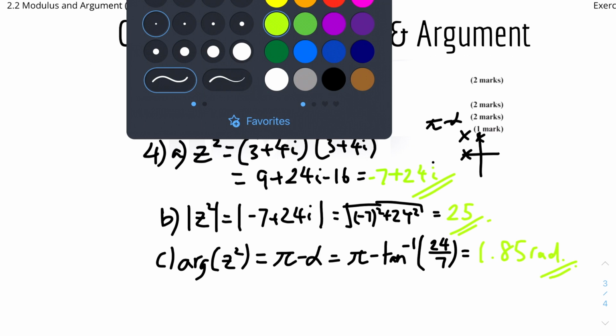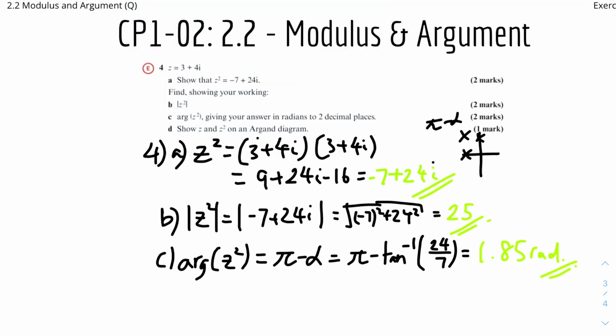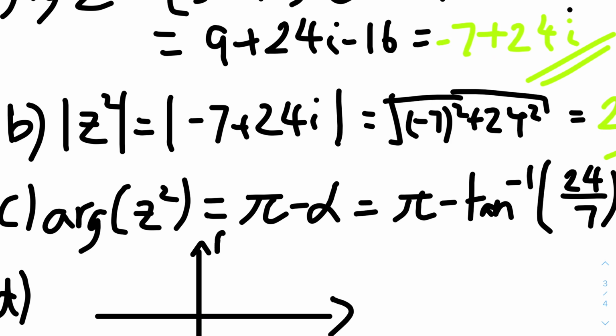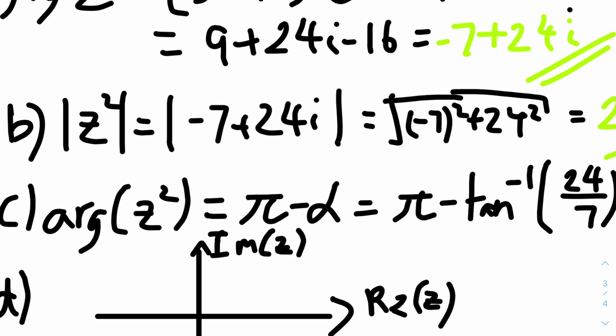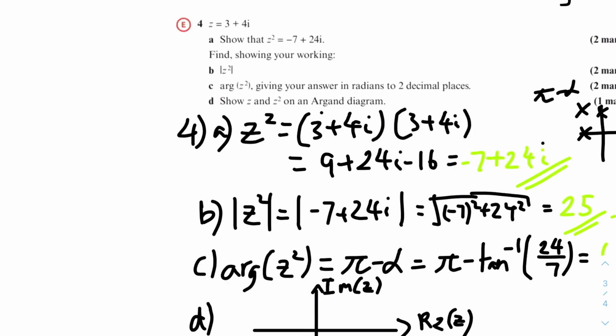Show z and z squared on an Argand diagram. Let me just plot this right here. A straight line for the imaginary axis and one for the real axis. So that's the imaginary axis and that's the real axis. We know that z equals 3 plus 4i.